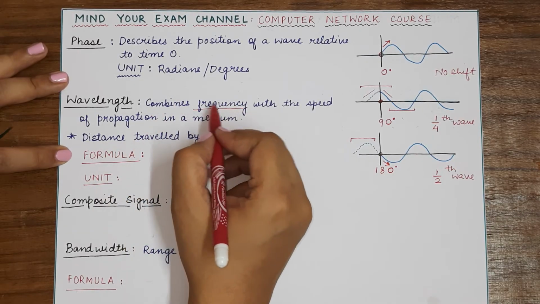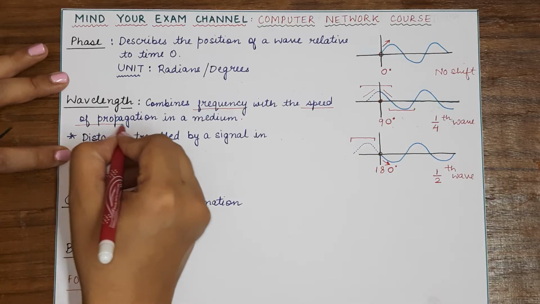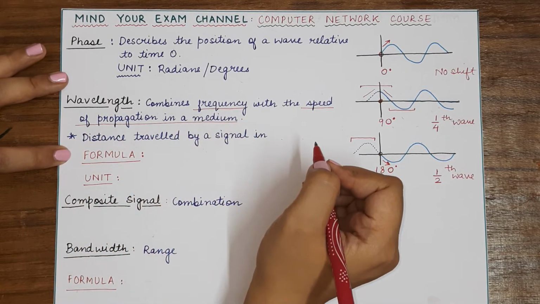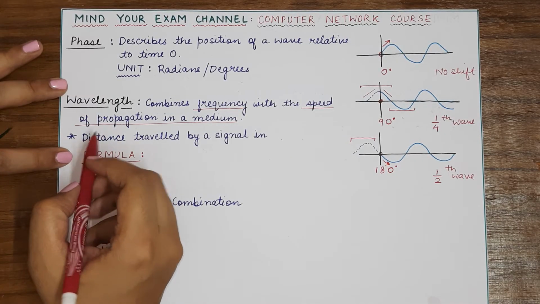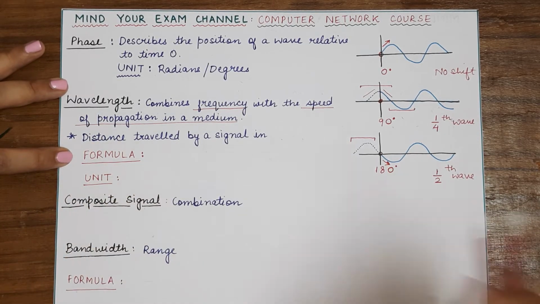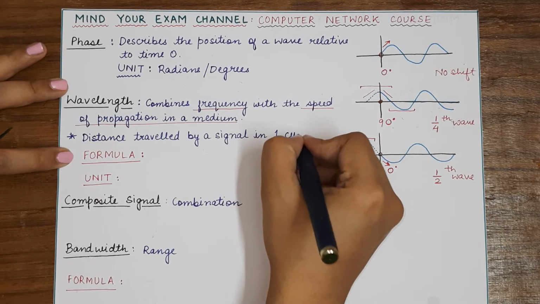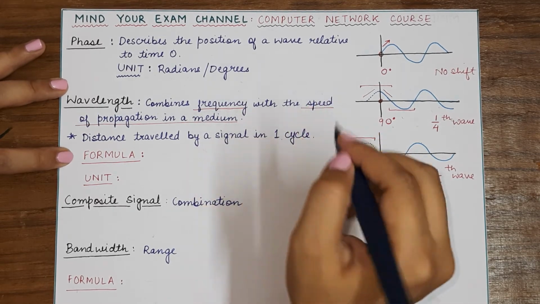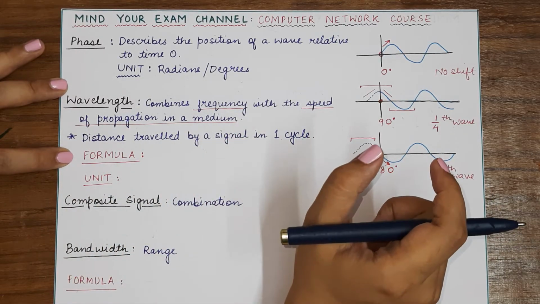So it combines the concept of frequency with the speed of propagation of a signal in a medium. Now wavelength is actually the distance traveled by a signal in one cycle. One cycle means the one pattern that the wave completes in a given time period.